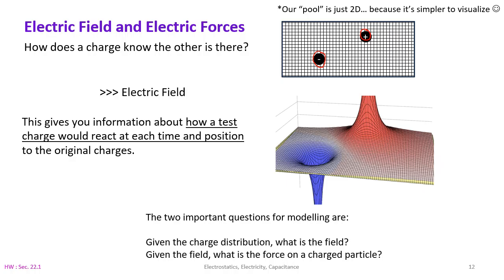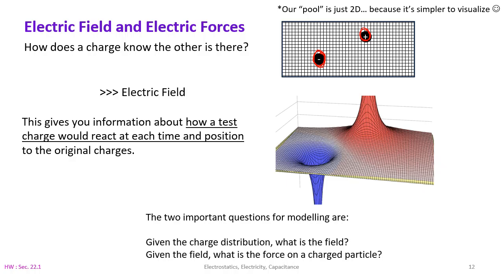And often we only draw things in two-dimensional situations. It's just because it's easier to visualize, easier to draw. Right, so what we know is that our positive charge here is going to modify space around it. And our negative charge is also going to modify the space around it. And so that modification is called the electric field.